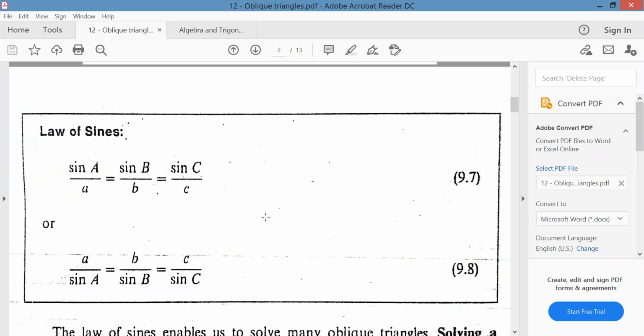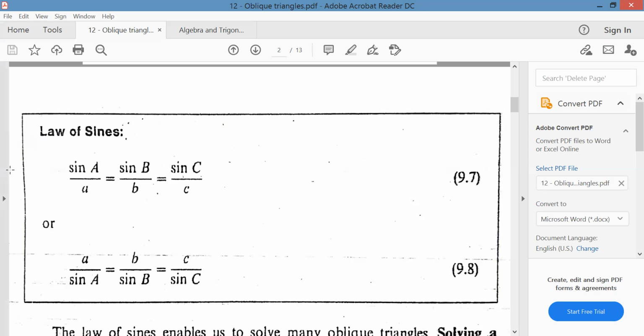But the small sides in front of angle A, the side will be denoted by small a. Likewise, in front of angle B, the side will be represented by small b. And of course, small c will be the side in front of angle C.